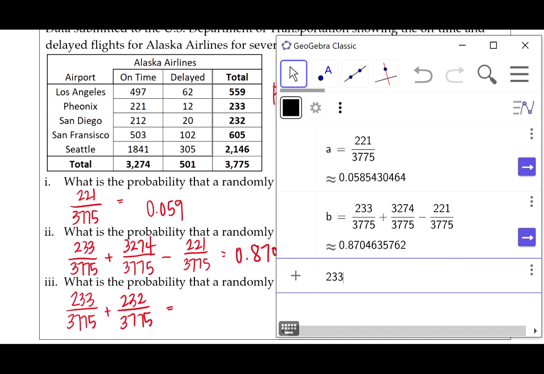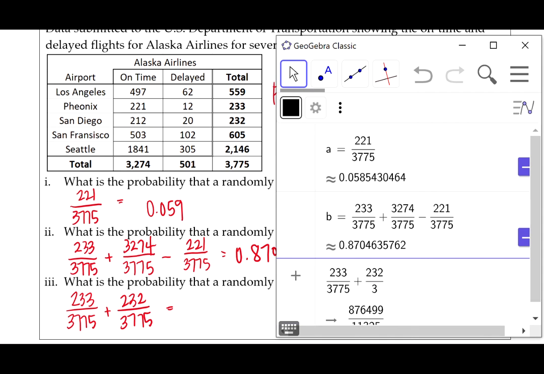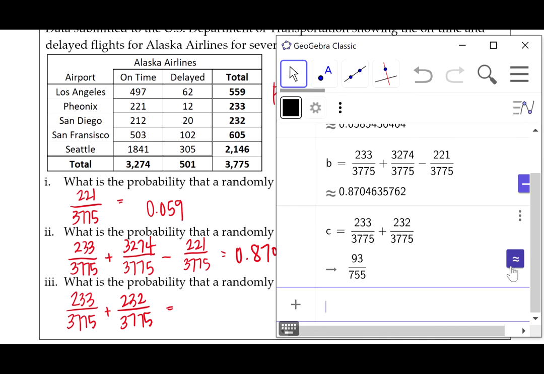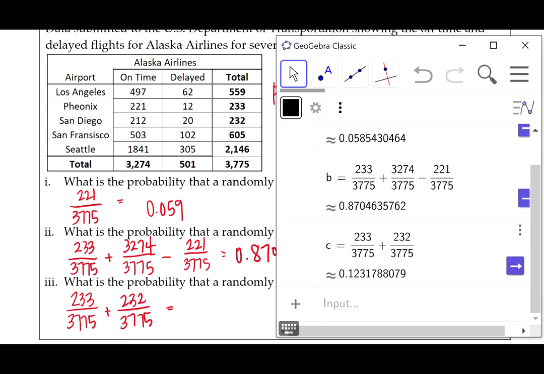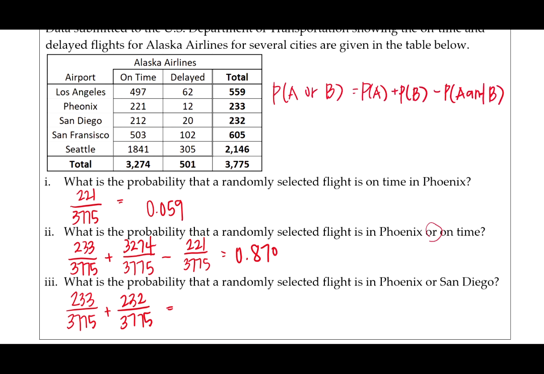So 233 divided by 3775 plus 232 divided by 3,775, and that gives us, converting it to a decimal, 0.123, rounded to 3 decimal places.